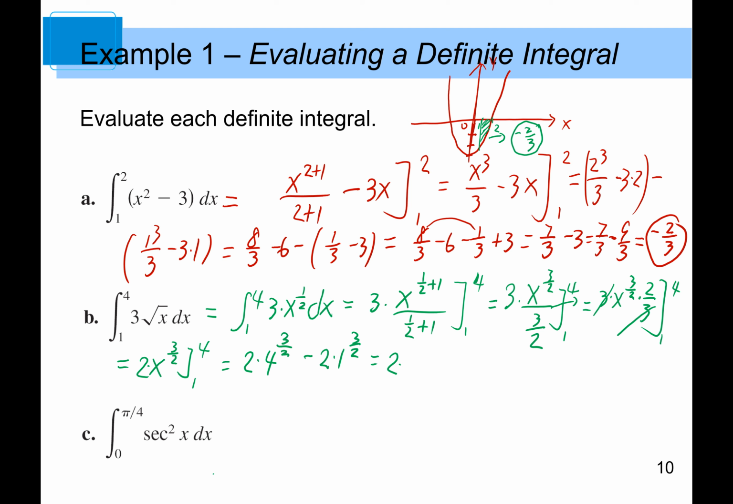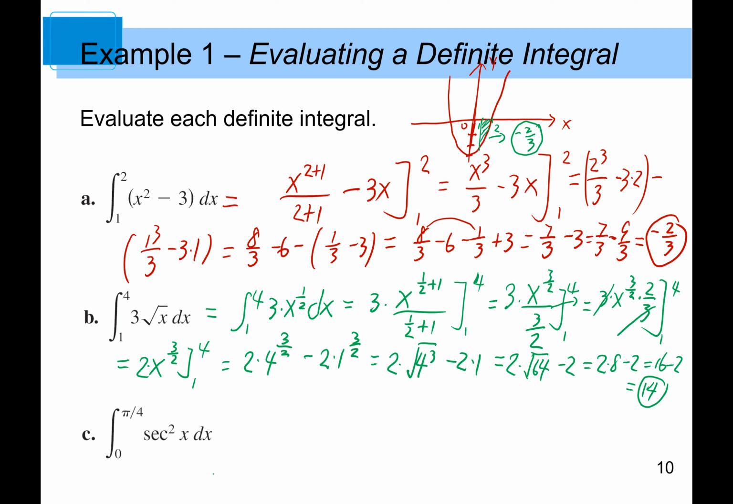So 2 times 4 cubed, square root of 4 cubed. That's how you turn the exponent into the radical, minus 2 times 1. And 4 cubed is 64, so the square root of 64. The square root of 64 is 8. 2 times 8 minus 2, that's going to be 16 minus 2, which becomes 14. So the area under the curve for this function is 14.